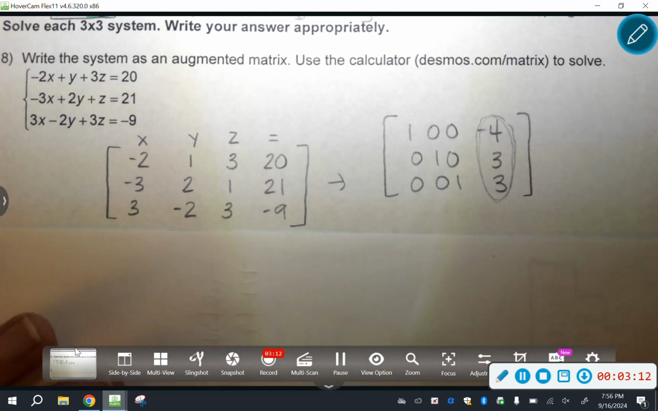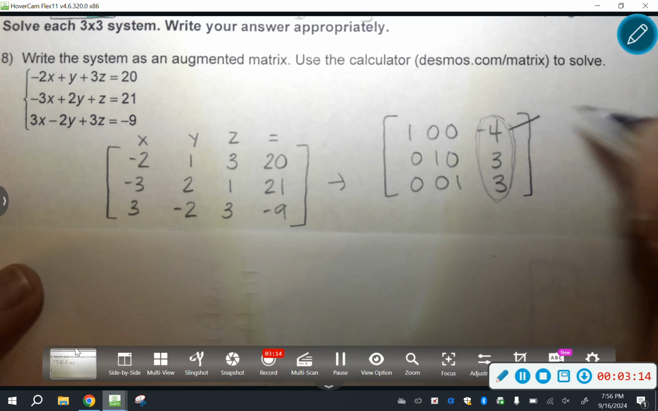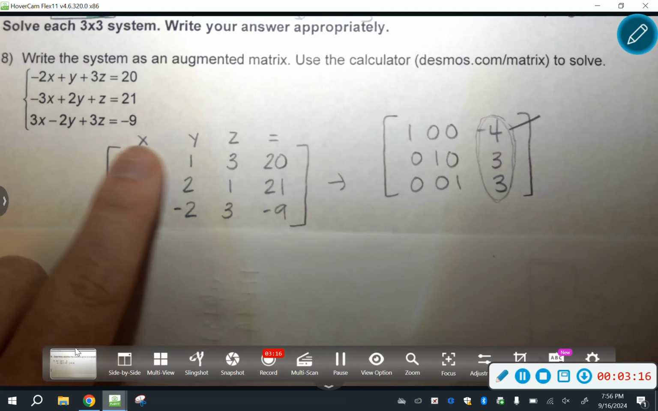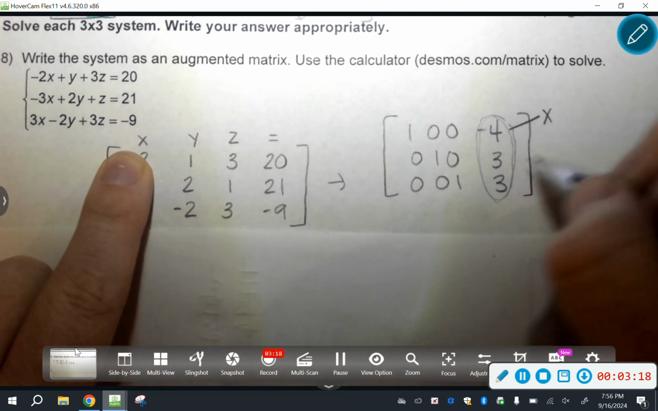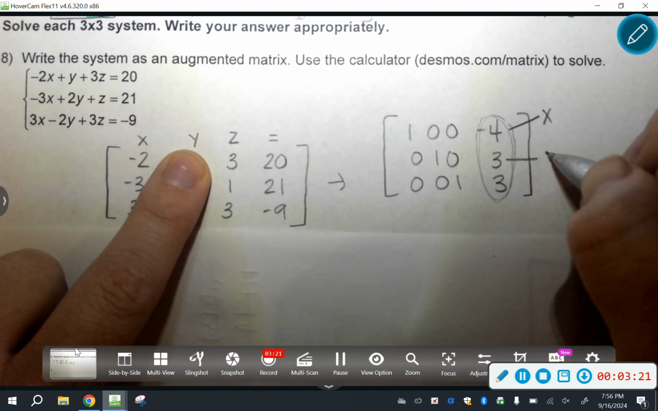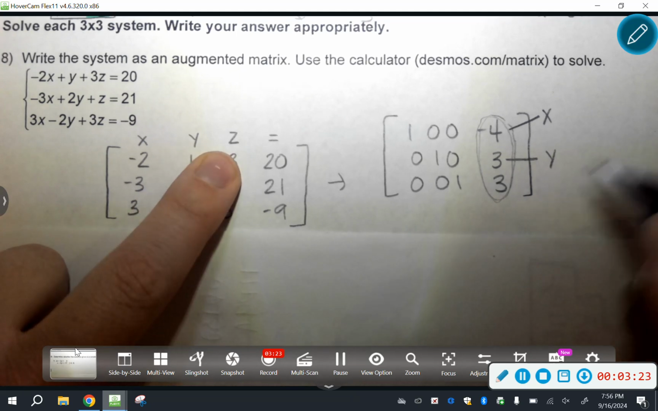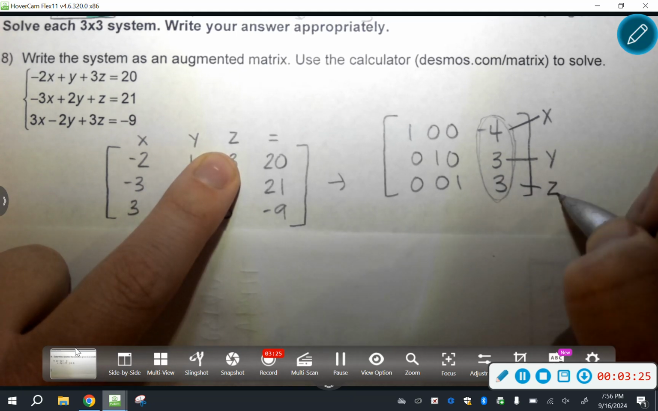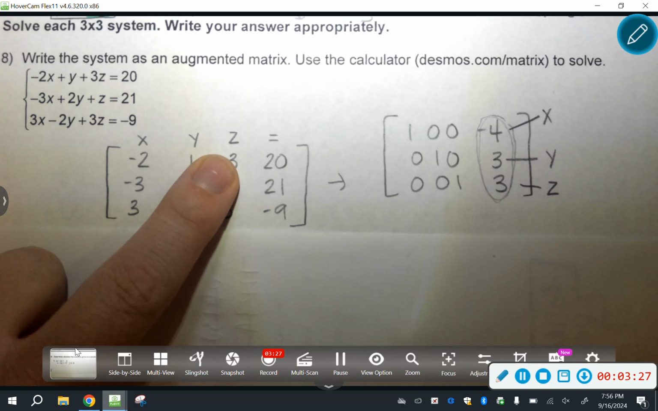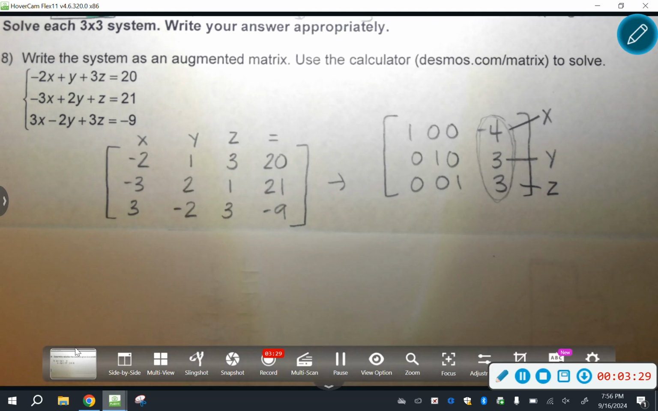Okay, so this first number goes with the first letter in our matrix. Our first letter was X. Second number goes with the second letter. In our case, it's a Y. And then the third number goes with the third letter. In our case, it's a Z. Okay, so that's how you read your answer, but we write our answer as a triple.